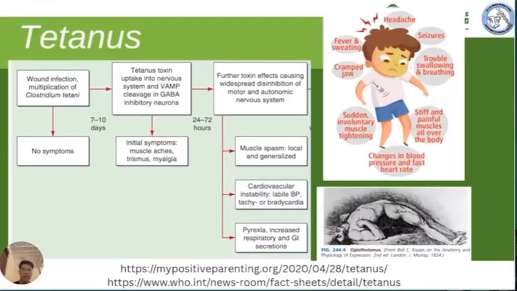In neonatal tetanus, symptoms include muscle spasm, which is often preceded by the newborn's inability to suck or breastfeed and excessive crying.